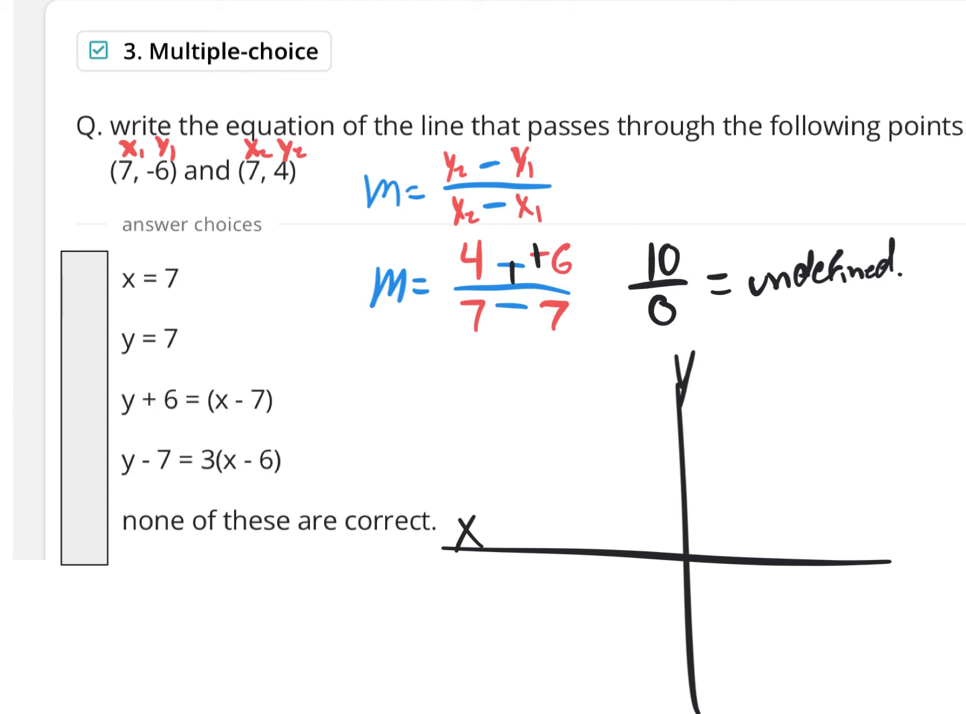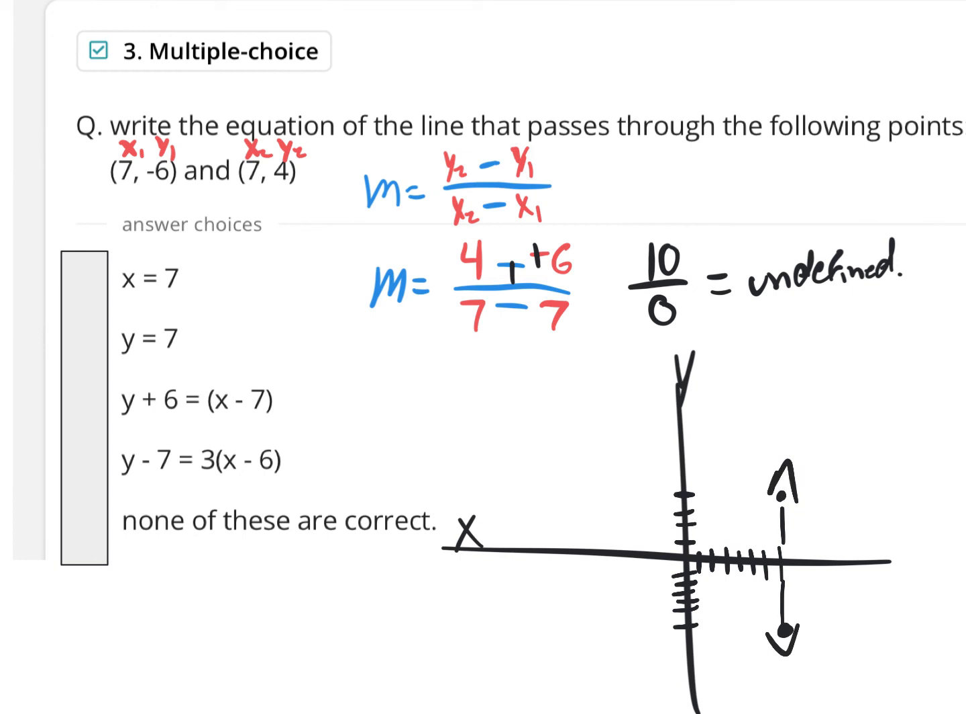Or another way of looking at this is visually think of these coordinates, 7, negative 6. You go out to 7 on the x, 1, 2, 3, 4, 5, 6, 7. Negative 6 on the y, 1, 2, 3, 4, 5, 6. And you put a dot right there. Now the other one is 7, positive 4. So you go 7 on the x and 1, 2, 3, 4 on the y. And you put a dot right there. And that is a vertical line. So the slope right there is undefined.